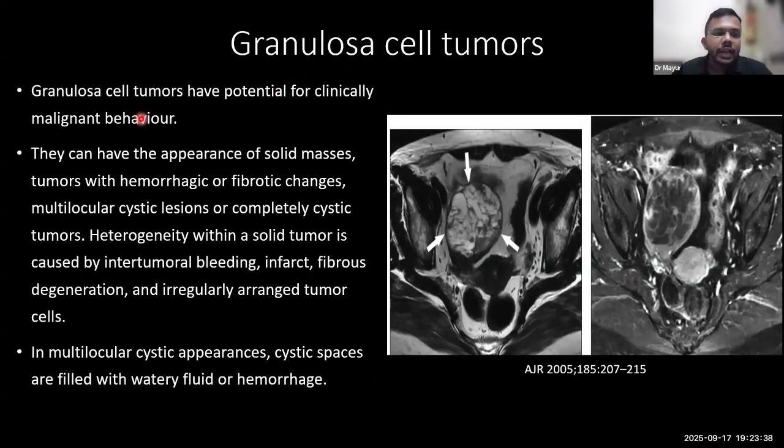Granulosa cell tumors have malignant potential. They have varied appearances on imaging. They can present as entirely solid lesions, as completely cystic lesions, or as a multilocular cystic lesion as seen in this example. This is a cystic lesion having multiple locules, and the locules are filled with fluid. Some of the locules have hemorrhagic components here and it is showing non-homogeneous contrast enhancement, an example of a granulosa cell tumor.